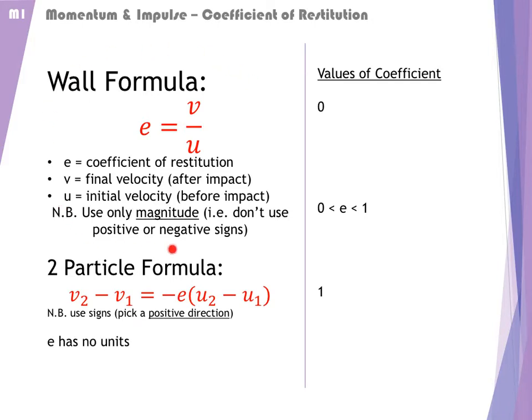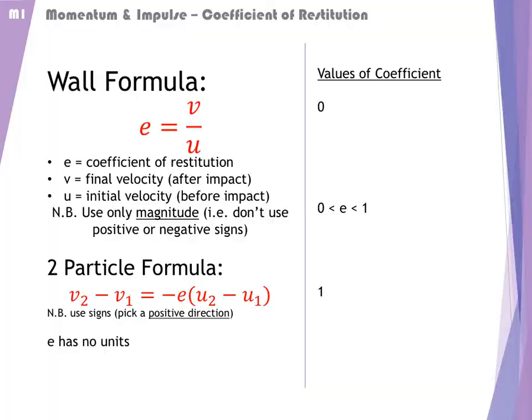First of all, if we're looking at something colliding with a wall, obviously the velocity of the wall doesn't change, so all we're looking at is the change in velocity of the particle itself, whereas if we're looking at a collision between two particles, we're going to use this version of the formula. With the wall one, there's this very important point that we need to use only the magnitude. So don't put any sort of positive or negative signs on your velocities. You're actually going to treat them as a speed rather than a velocity in this case.